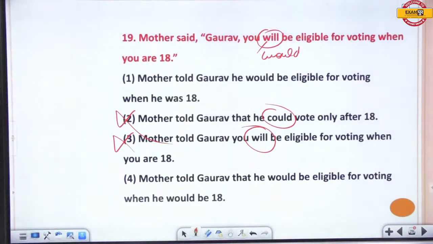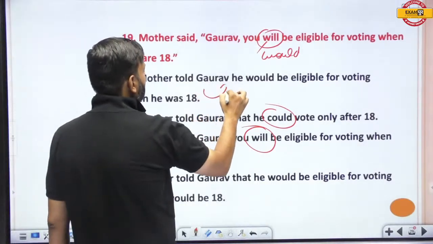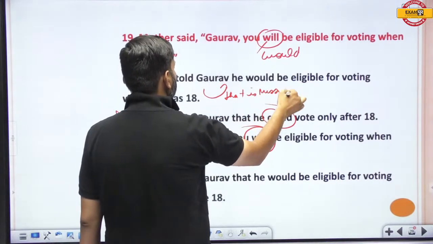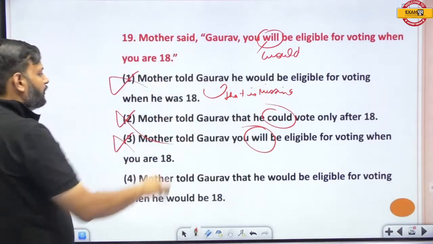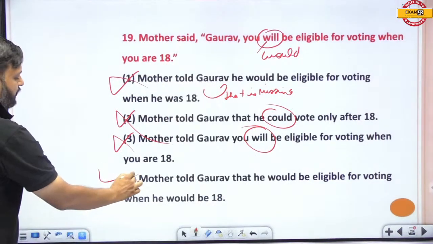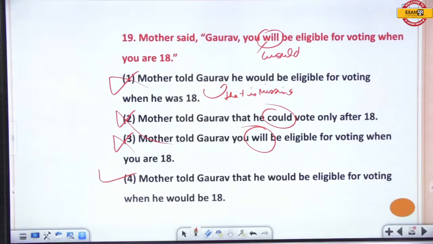"Mother told Gaurav he would." So here the conjunction is missing. You cannot construct a sentence without a conjunction. So option 1 is also wrong. The correct answer is 4.